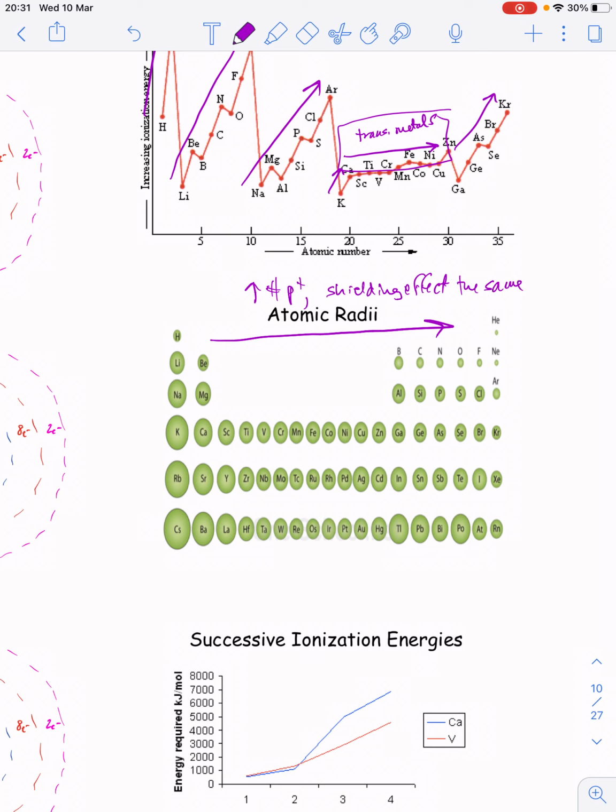And so if we do those two things together, we increase the number of protons, but we keep the shielding effect the same, then we see the effective nuclear charge go up. And if the effective nuclear charge goes up, we shrink atoms. We pull electrons closer to the nucleus.